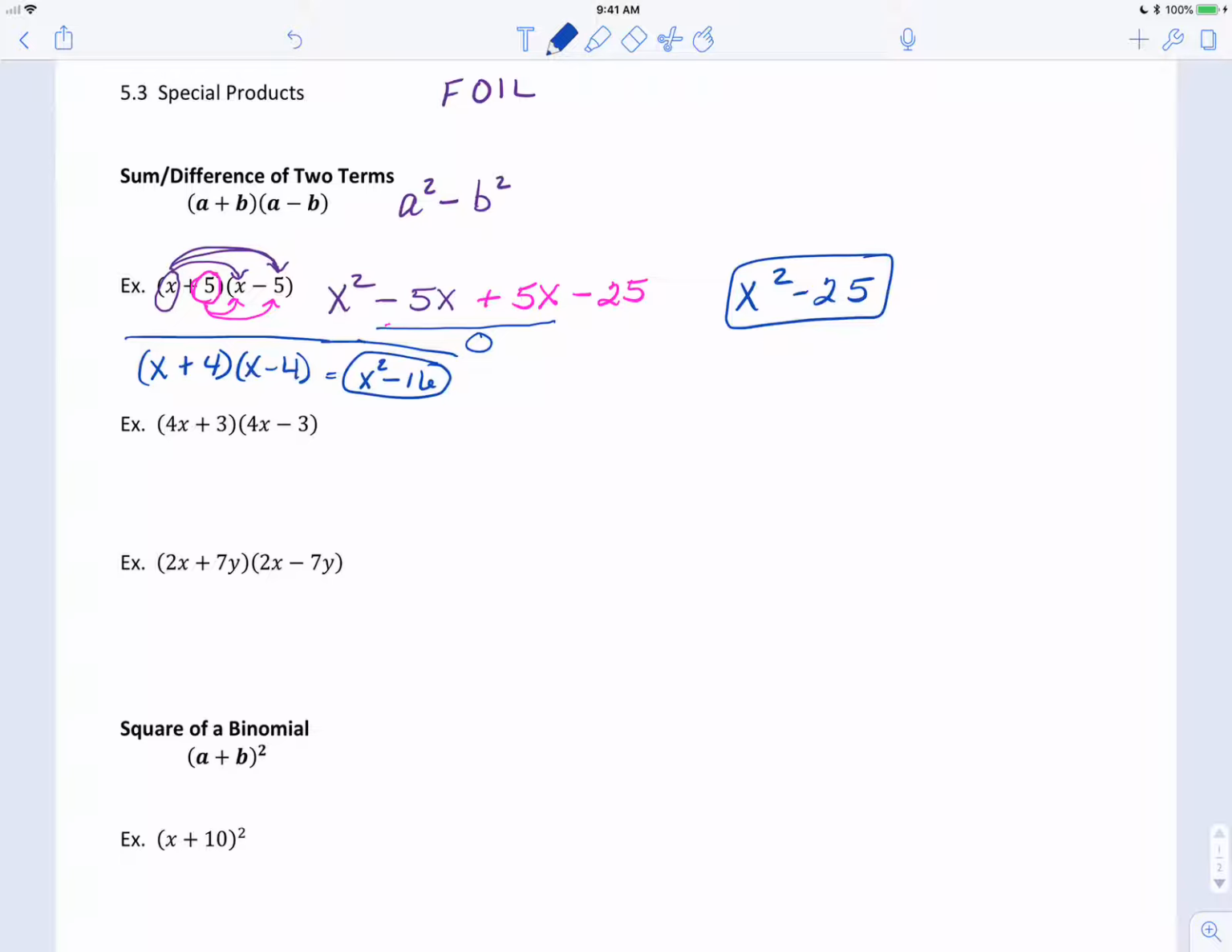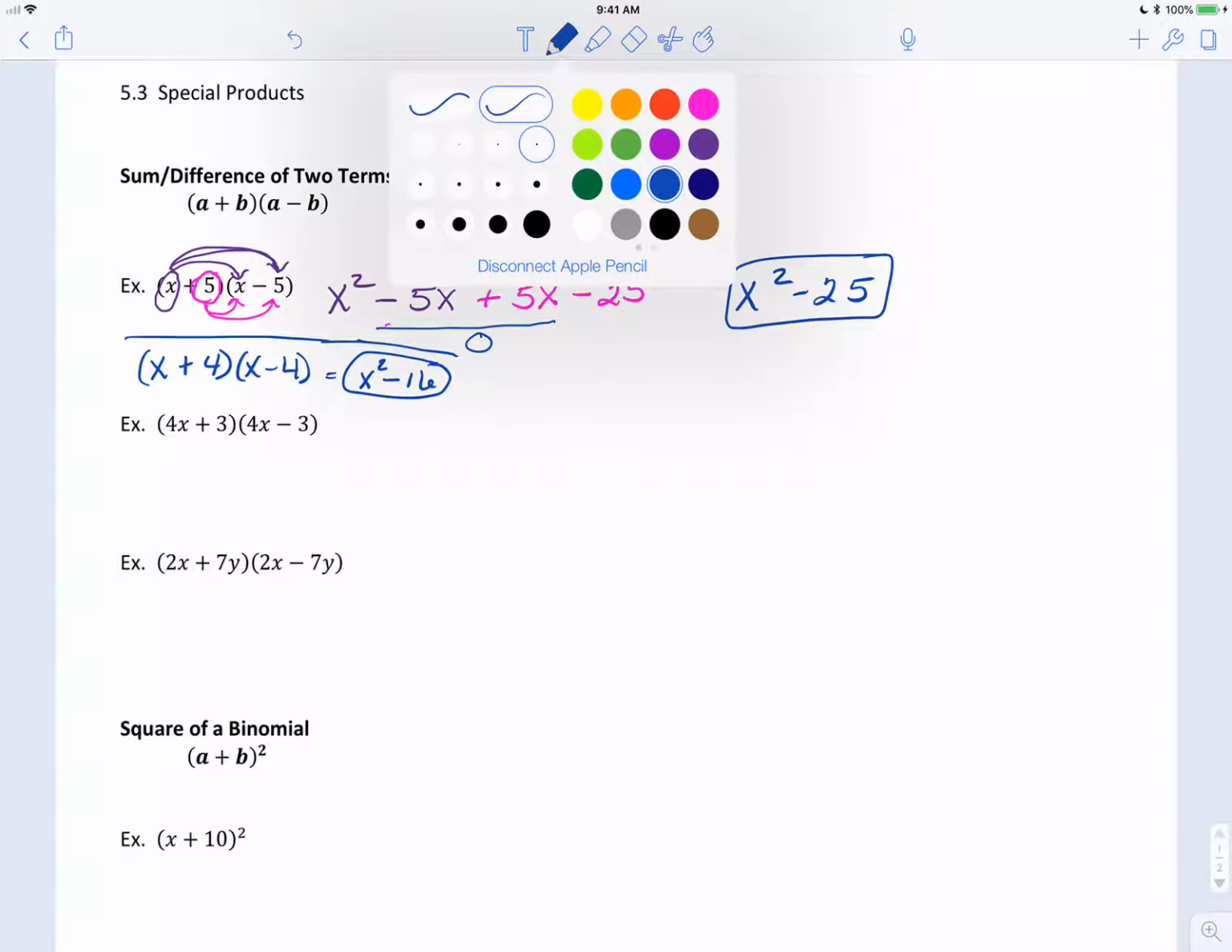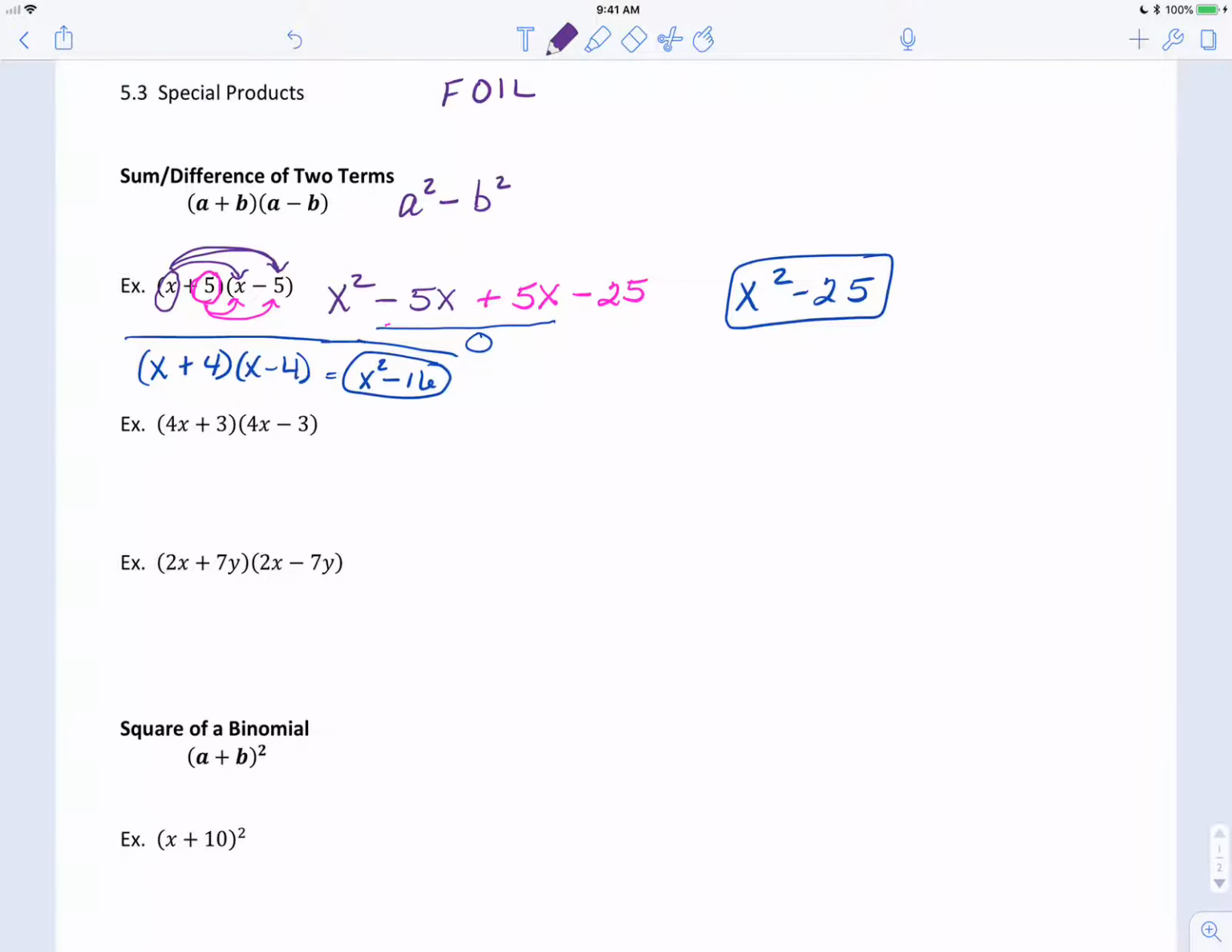Okay, so what if it's not just a simple one like x? Well, remember, you can always just use your tag method if you want to, and we'll do it the long way. Maybe you can go ahead and look at that and think, well, we should have 4x times 4x, and that should end up being 16x squared, and the 3 times the negative 3 should end up being 9. But let's do it the long way and see if that's what we get.